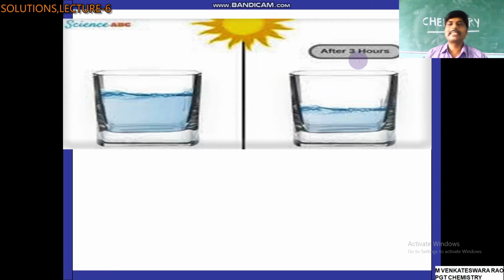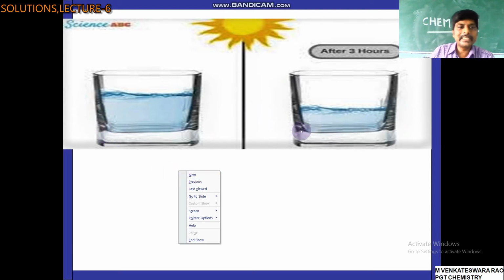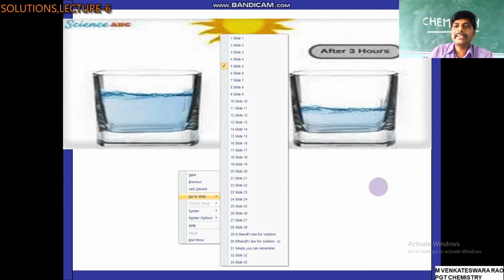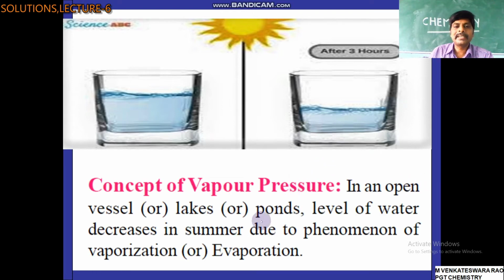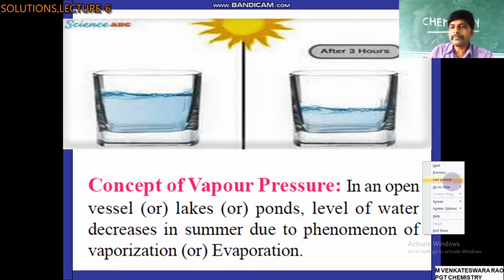You will see one more example. You take one glass of water and keep it in sunlight. After 2-3 hours, you can see the water level is decreased. In the previous case, the water level decreased even in a closed and dark medium also. So why is this water level decreased? This concept is related to evaporation. What is that? Evaporation.